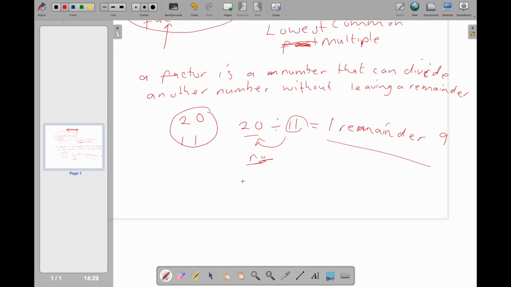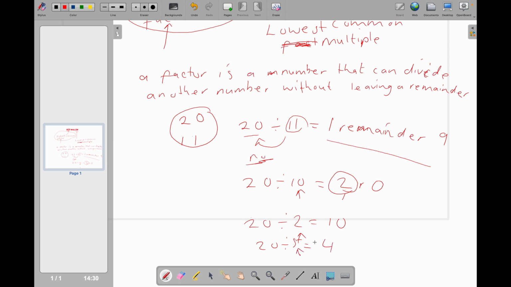So let's try another one. This one, the answer is 2. Oh, it's a factor because we have a remainder of 0. So this 10 is a factor. And even now, if we take this 2 and we say 20 divided by 2, we get 10. So 2 is a factor. If we say 20 divided by 5, we will get 4. So this is a factor.